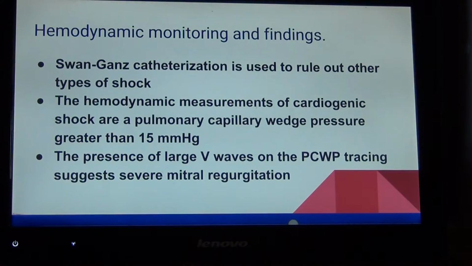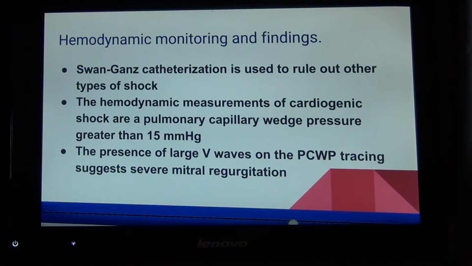Hemodynamic monitoring and findings. Swan-Ganz catheterization is used to rule out the other types of shock. The hemodynamic measurement in cardiogenic shock is a pulmonary capillary wedge pressure greater than 15 millimeters of mercury. The presence of large V waves on a pulmonary capillary wedge pressure tracing suggests severe mitral regurgitation.